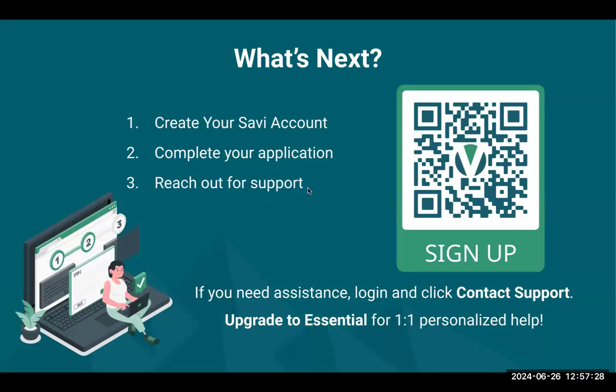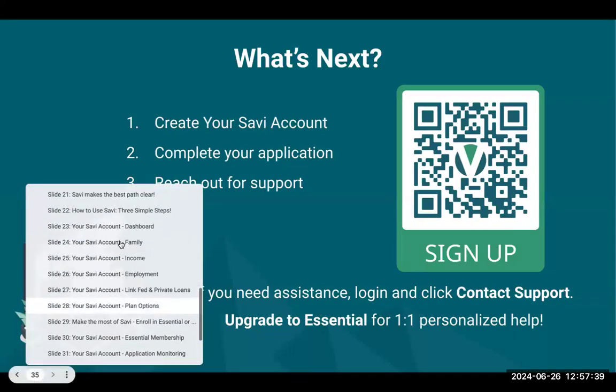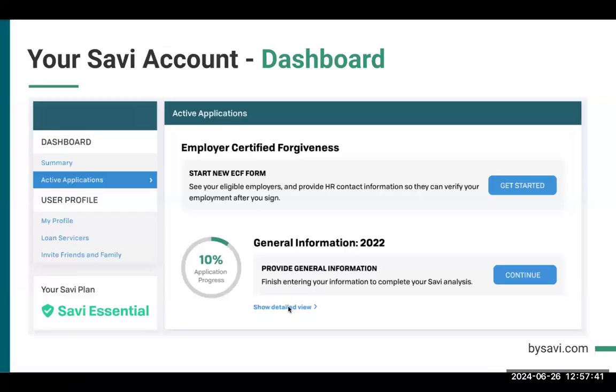My Savvy account says provide general information. Yes, the general info application is what we use to collect the info we need to provide you with estimates. So back on your dashboard, this general information application is what you'll complete to see what's available. This is a little bit of an older picture that says 2022. Now it would say general info 2024. This allows us to see your current situation and show you those results.